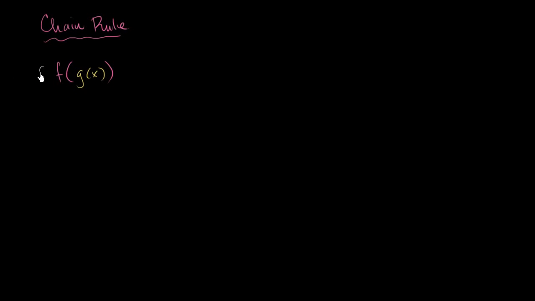And my goal is to take the derivative of this business, the derivative with respect to x. And what the chain rule tells us is that this is going to be equal to the derivative of the outer function with respect to the inner function. And we can write that as f prime of not x, but f prime of g of x, of the inner function, times the derivative of the inner function with respect to x.